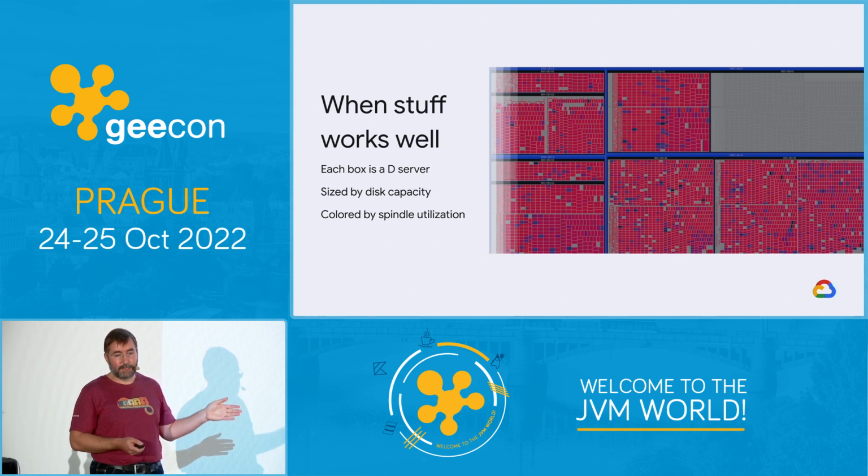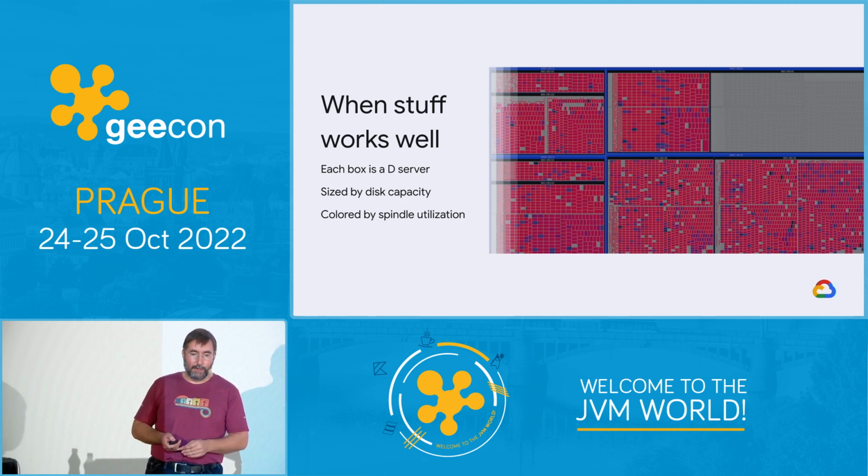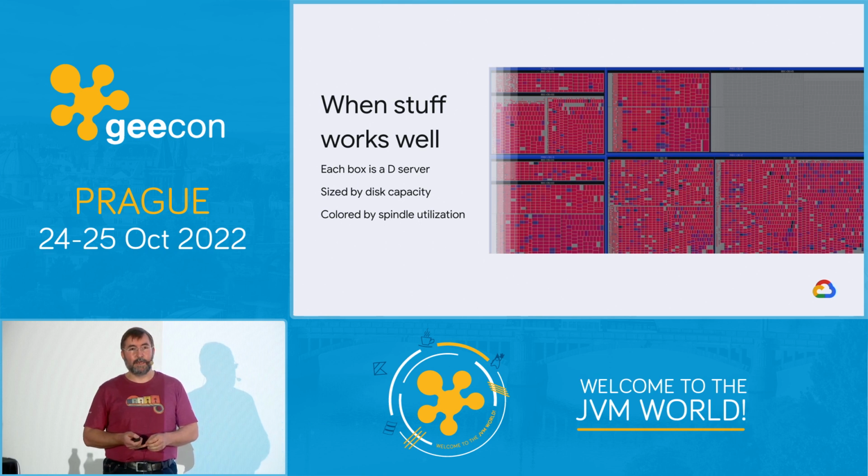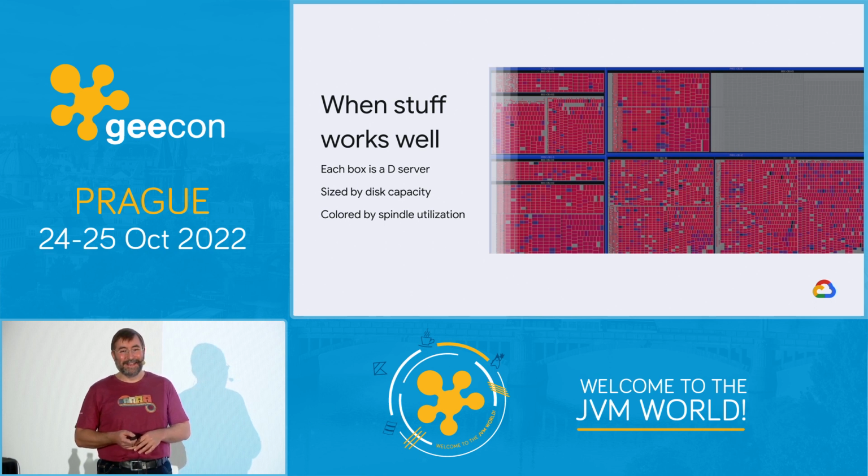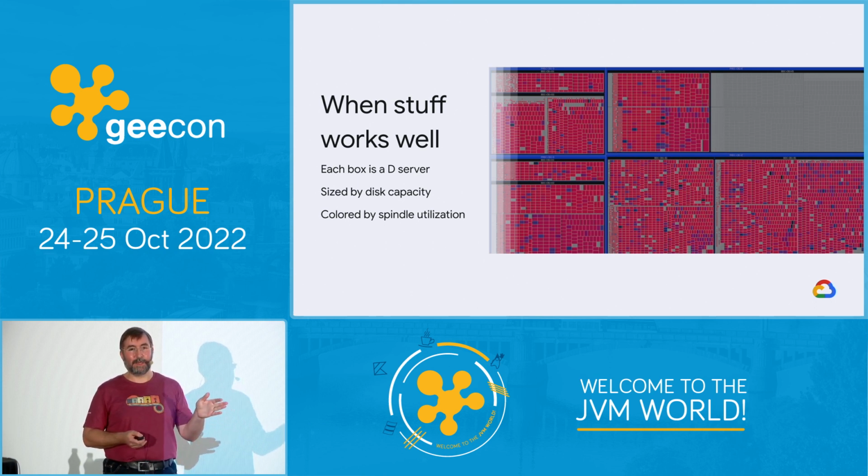And this is the typical image when stuff works well. You see the colors: red is serving hot data, blue is serving cold data, and gray ones are, I don't know, something failed. So this is a typical monitoring image of a healthy cluster, and each box is a D server, something that contains your disks. This is essentially the shape of our storage, and this is how the storage works.